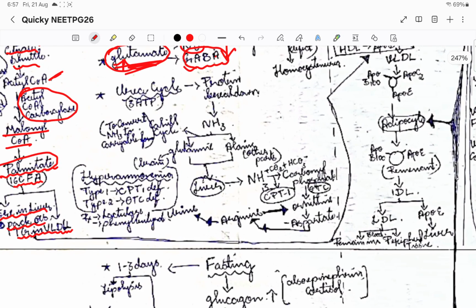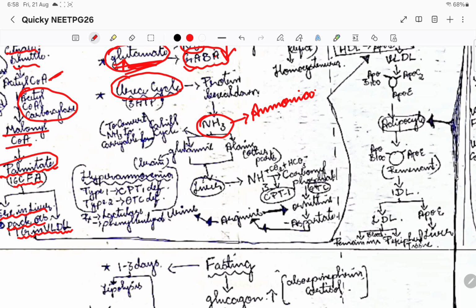Then coming to the urea cycle. What is the urea cycle? All these amino acids and proteins that we talked about should be broken down and thrown out of the body, because if all this starts storing inside our body, it is going to be toxic, right? So it should be broken down and thrown out. The substance thrown out after the utilization of the amino acid is NH3, or ammonia. Ammonia is the final form of all these amino acids when they break down.